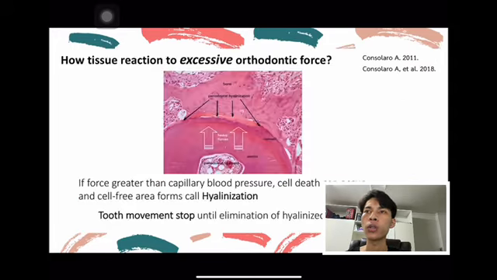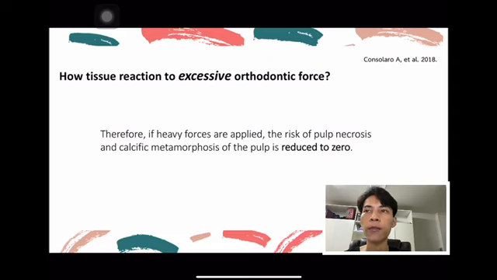And how does tissue react to excessive orthodontic force? If the force is greater than capillary blood pressure, cell death can occur and a cell-free area forms, called hyalinization. So tooth movement stops until elimination of the hyalinization. Therefore, if heavy force is applied, the risk of pulp necrosis and calcific metamorphosis of the pulp is reduced to zero.